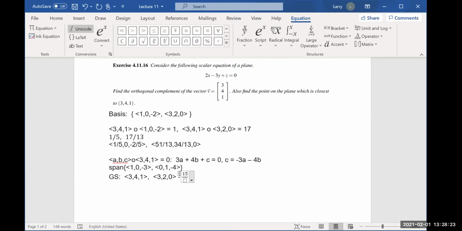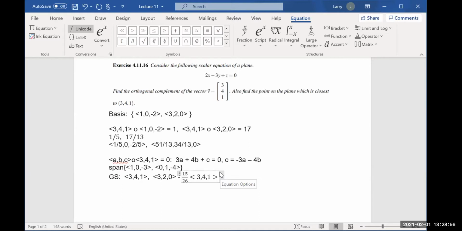Okay, and then we divide that by the magnitude of 3, 4, 1, which is what, 26, does that sound right? So it's 9 plus 16 plus 1, squared. So square root of 26 squared. And then times 3, 4, 1. Any questions on that?